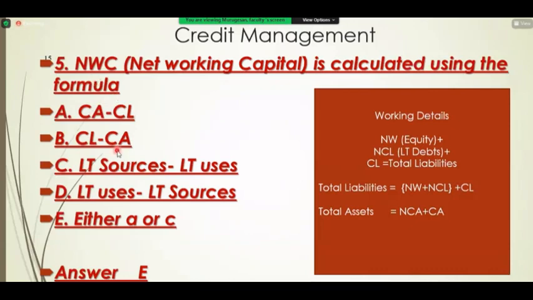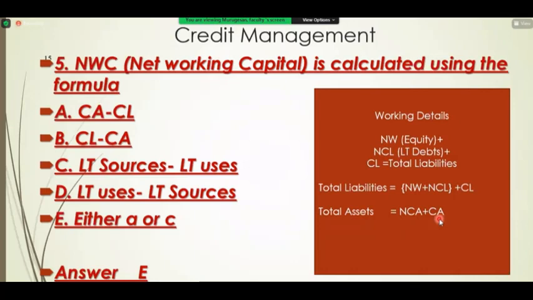Current assets are short-term uses, no? Short-term use is matched with short-term source. Here it will be more, and this will be less. So CA minus CL, these two will be more, this will be less. Then only it will tally.